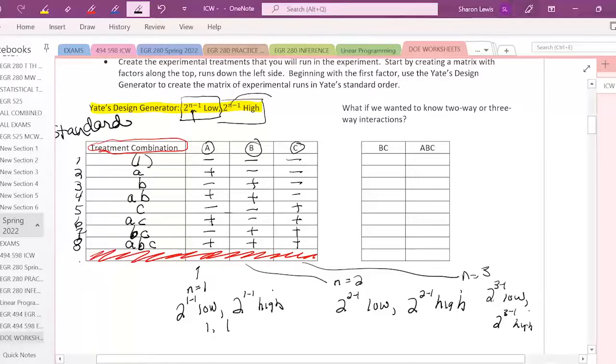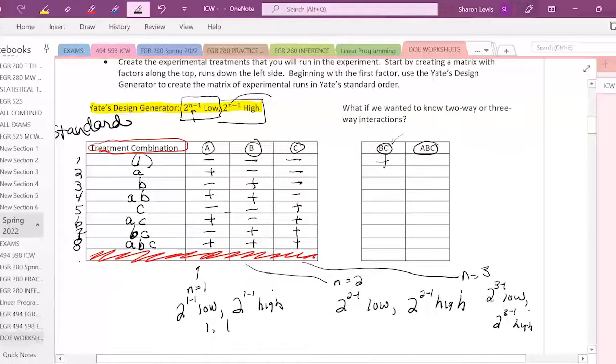Now, we started to see it last time, but what if I want to be able to calculate the effects for some interactions? So I just randomly said, well, what if we wanted to know, as an example, the interaction for BC, and then the third order interaction, the 3-way interaction of ABC. How can we calculate that? So it is literally as easy as looking at the matrix and multiplying. So for column BC, we would take B and C and multiply them together.